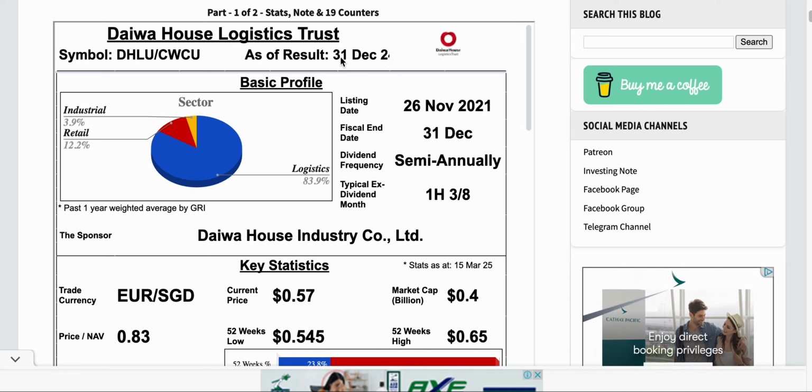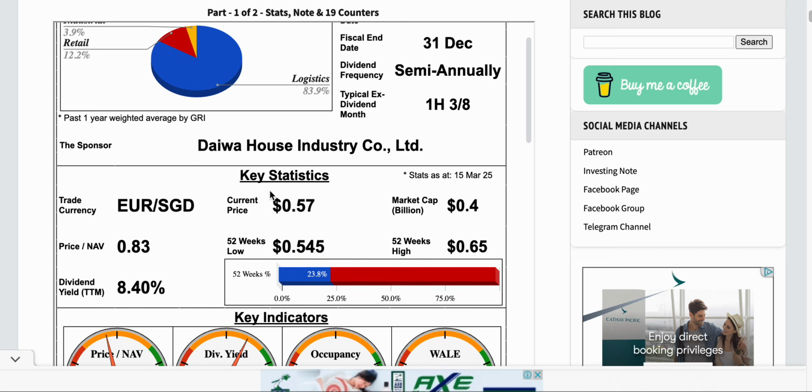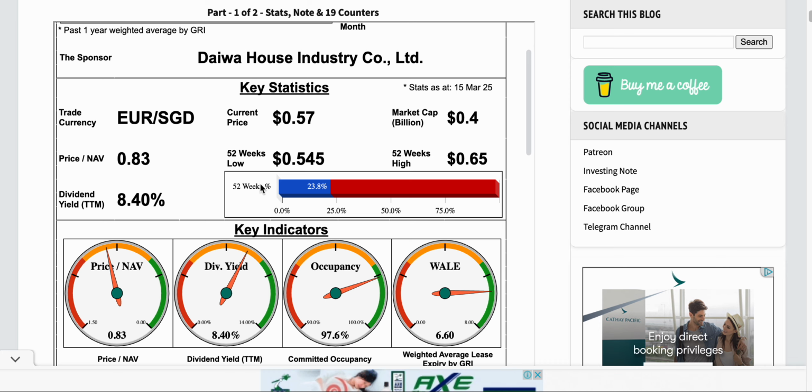So I think the results here are as of 31st December 2024, which I think is the latest numbers already. Normally he updates his numbers quite frequently, so this is actually the most recent information. They listed in 2021, so they don't have a very long history, maybe less than 4 years. They have a semi-annual distribution. Let's look at their key metrics.